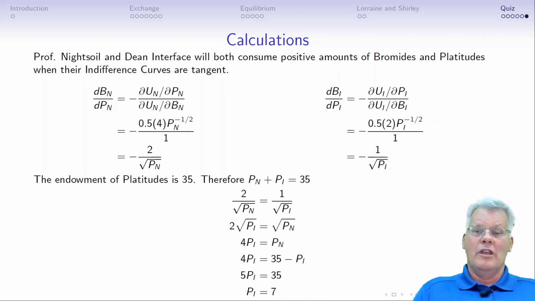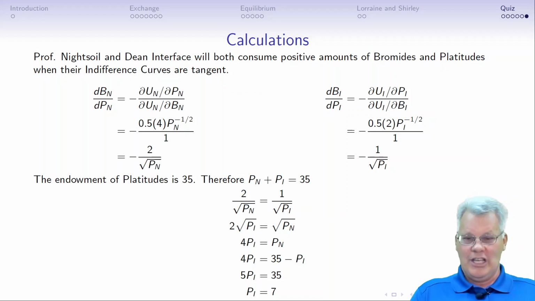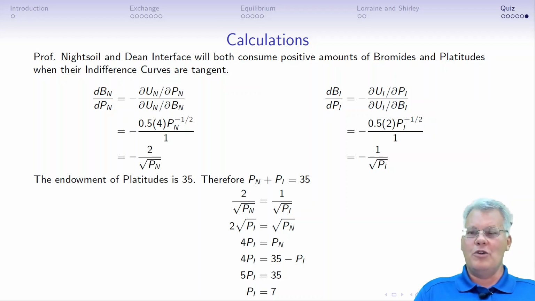I'll set them equal, but I know that there are 35 platitudes given the endowments. So what that means then is that Night Soil's consumption of platitudes is 35 minus what Interface consumes. So I make that substitution in, and I find that this equilibrium is characterized by Dean Interface having 7 platitudes and Professor Night Soil having the remainder, which would be 28. Okay.